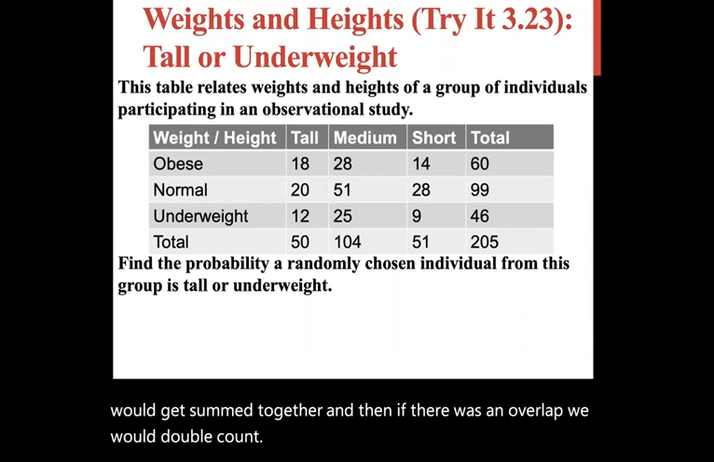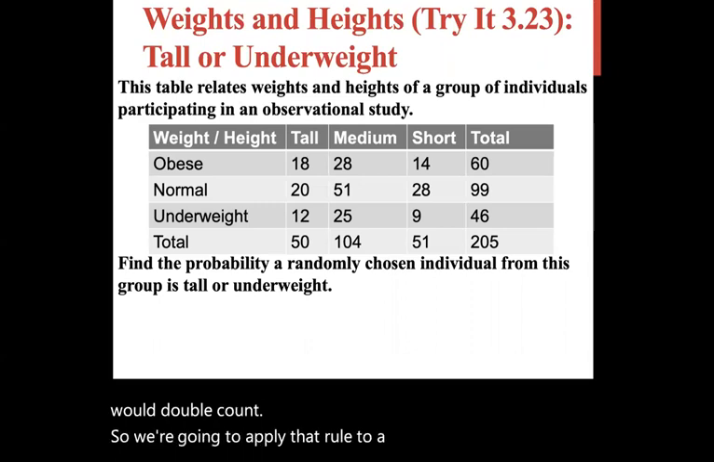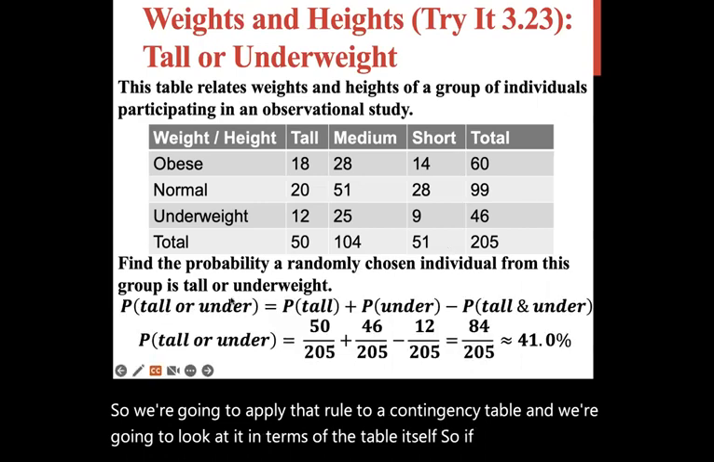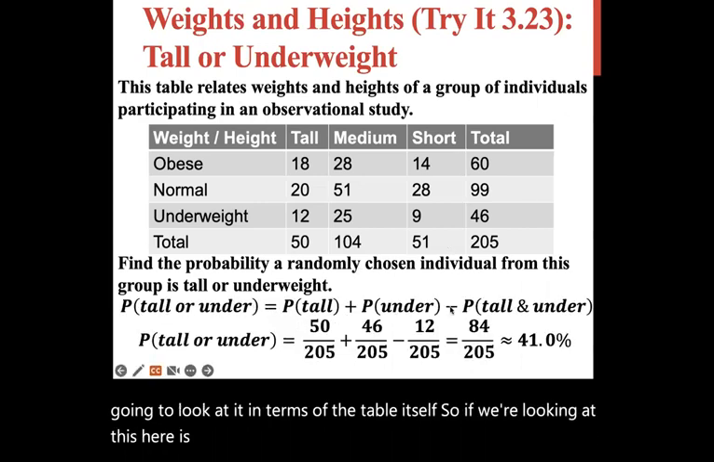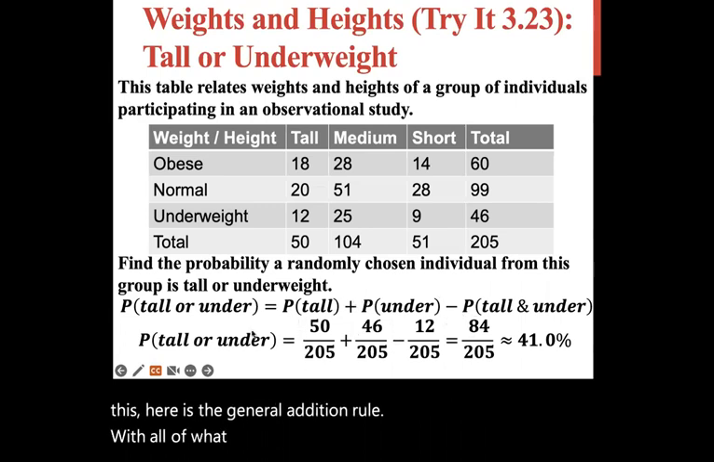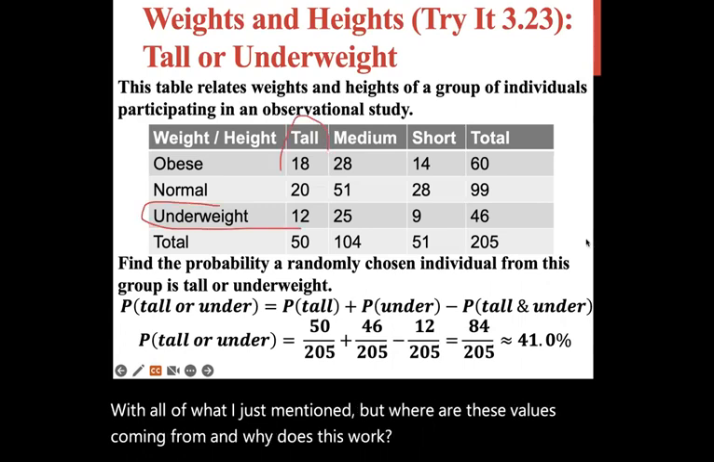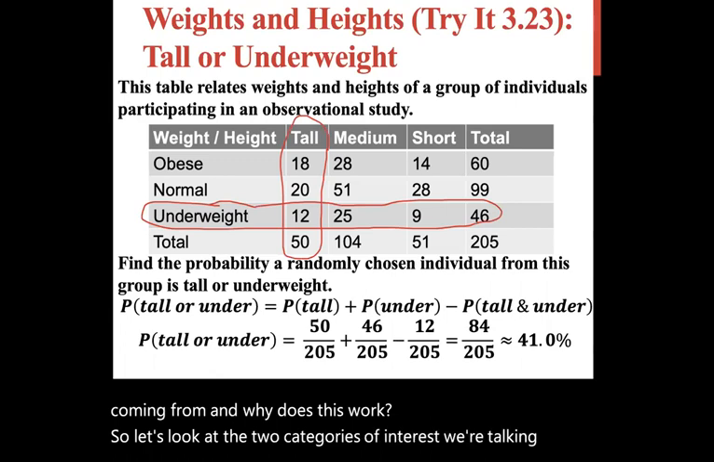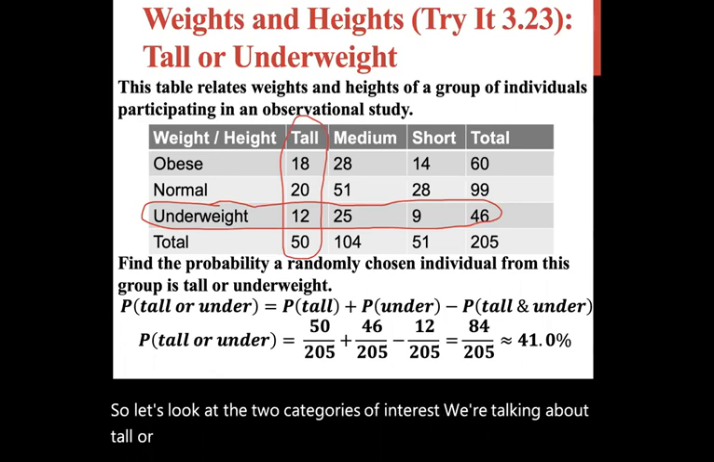So we're going to apply that rule to a contingency table, and we're going to look at it in terms of the table itself. So if we're looking at this, here is the general addition rule with all of what I just mentioned. But where are these values coming from and why does this work? So let's look at the 2 categories of interest. We're talking about tall or underweight. So these 2 are the ones that we want.